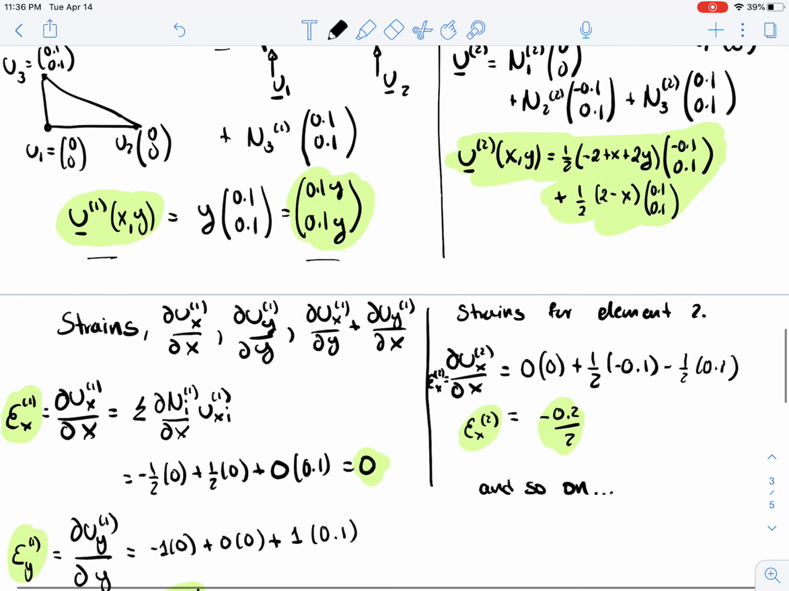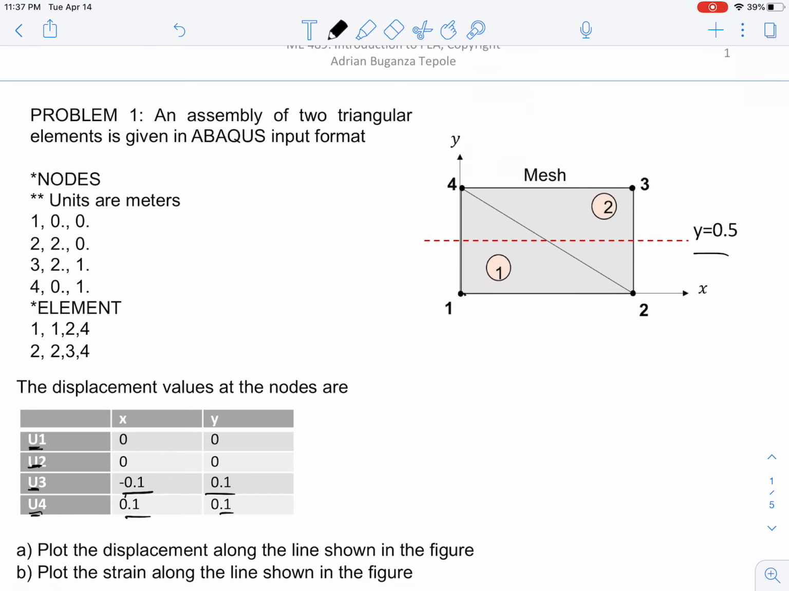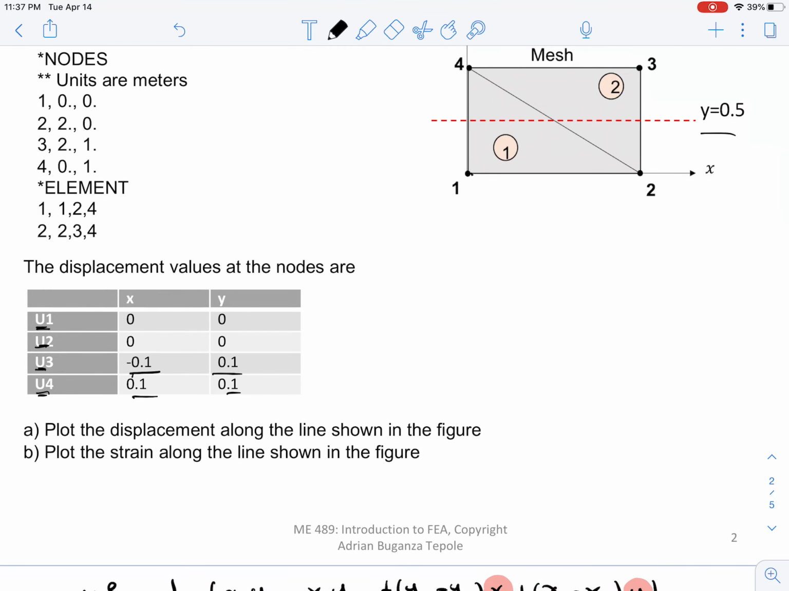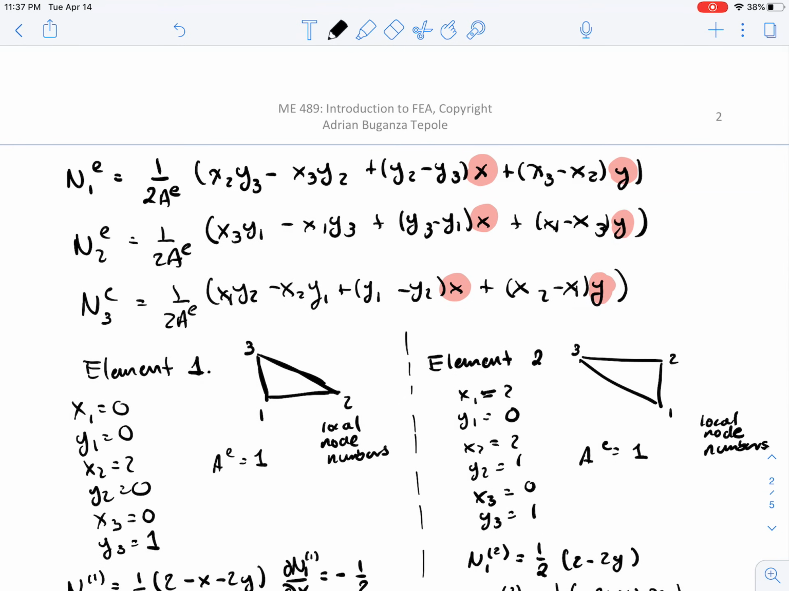I will complete it before I upload to Blackboard, but hopefully you get the idea. So the main point is, in this case we were given the displacements at the 4 nodes, we were given the mesh, which consists of 2 elements, and then we are asked for actually displacements and strains along this line. So I still haven't evaluated along this line. I can still do that.